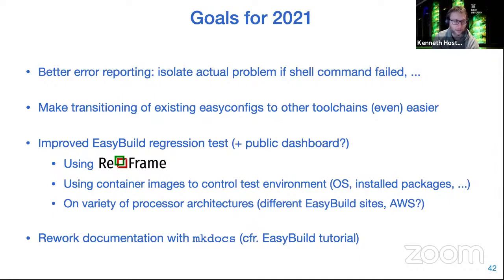And hopefully we can also do this on, we actually already do this, but not extensively enough, I think, on different processor architectures, so different generations of Intel, hopefully also AMD Rome, but also more exotic things like Power and ARM. We want to get better test coverage for the regression test.